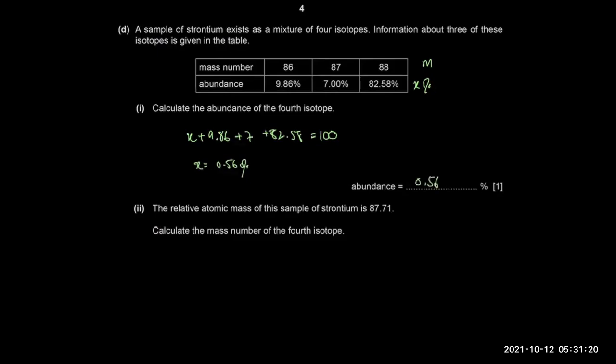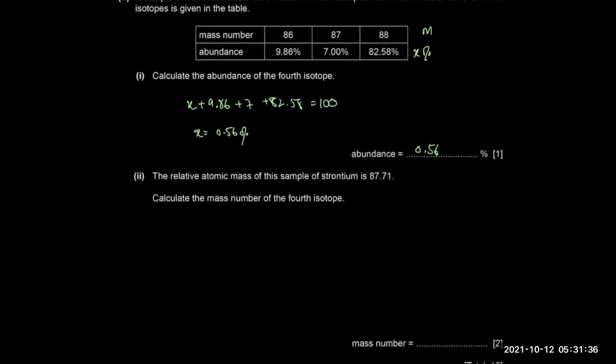So that's the abundance. The relative atomic mass of this sample of strontium is 87.71. Calculate the mass number of the fourth isotope. How do we calculate the mass number here? Well, out of a total of 100, the average mass is obviously the relative atomic mass. So 9.86 out of 100 have a mass of 86. Seven of them have a mass of 87. 82.58 have a mass of 88. And then the remaining 0.56 have a mass of M. That's what we have to calculate, right? So let's say M is a different variable, and this is equal to the relative atomic mass. If you divide by 100, the average mass is equal to the relative atomic mass. So then what do we get?